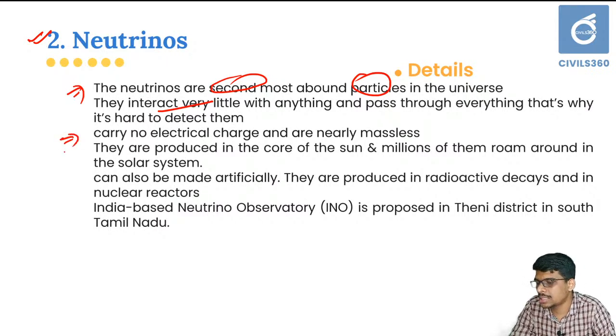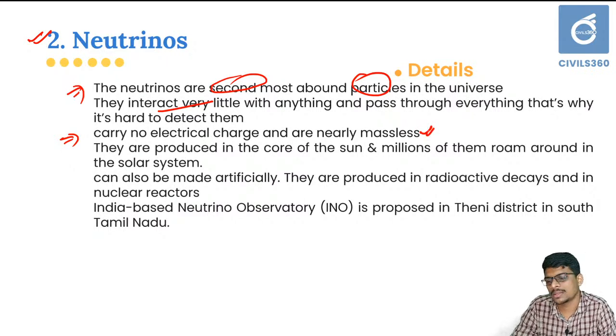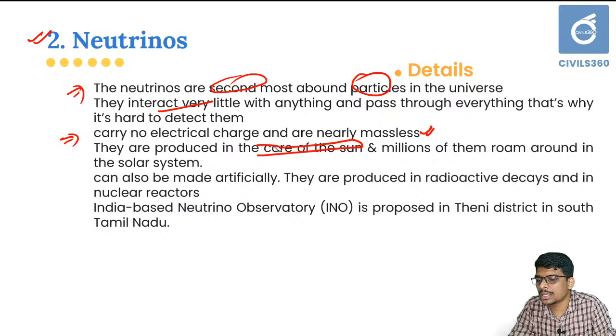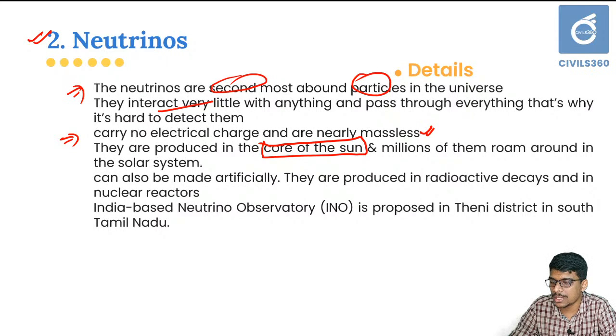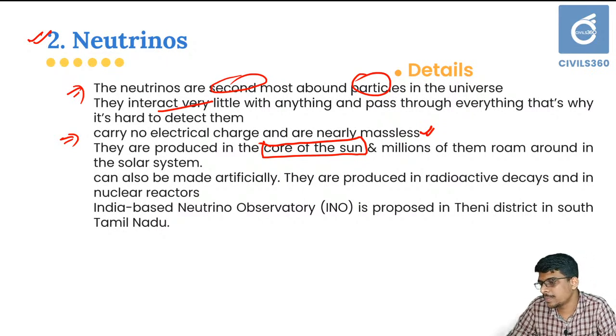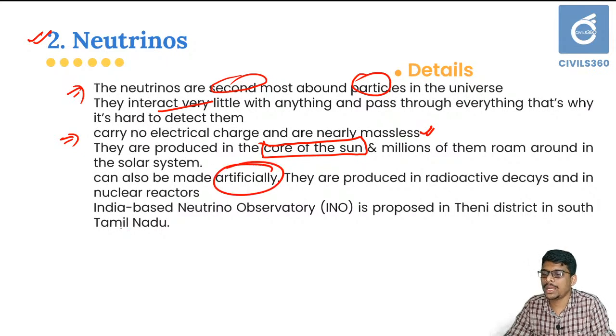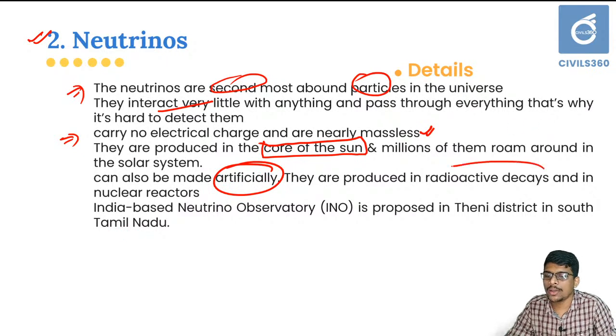Another feature is they carry no electrical charge. That is, neutrinos are not positive or negative. They have no electrical charge and are nearly massless. It is very close to massless. The weight is very, very low. They are produced in the core of the sun. There can be a statement that neutrinos are produced on the surface of the sun. That is not correct. They are produced in the core, and millions of them roam around in the solar system. We can see numerous neutrinos within the solar system itself. They can also be made artificially, by radioactive decays.